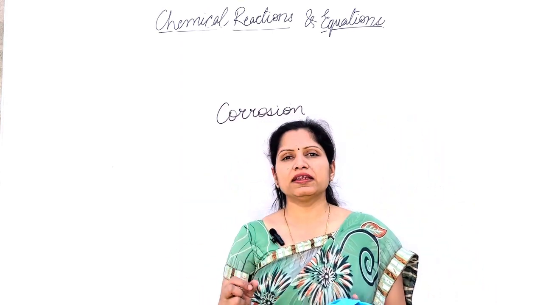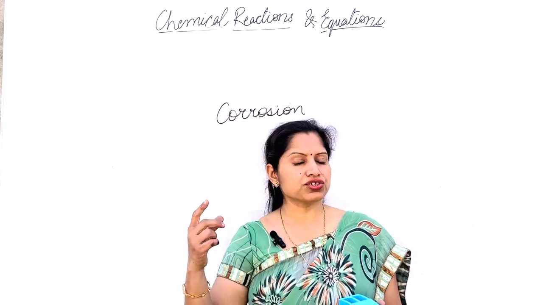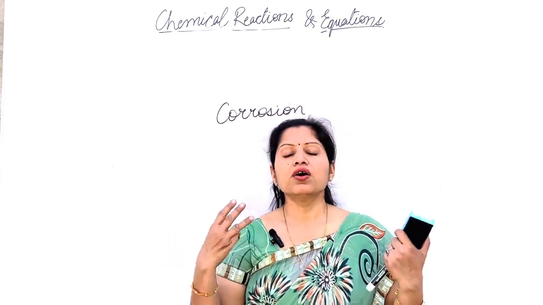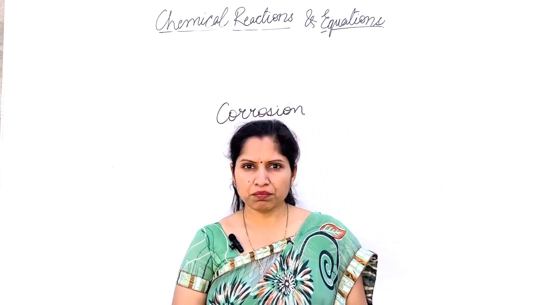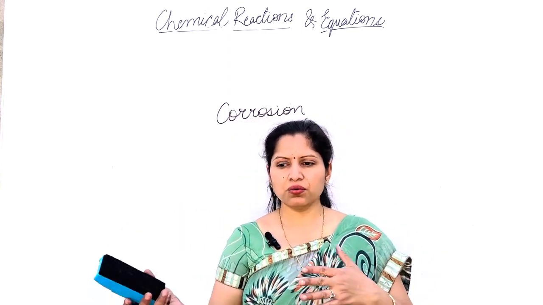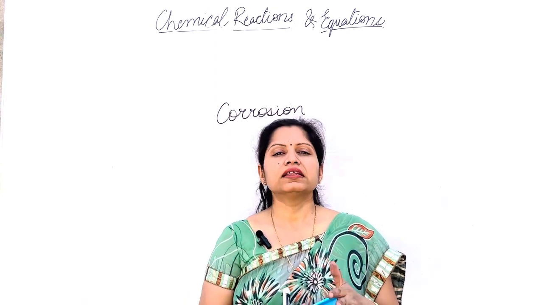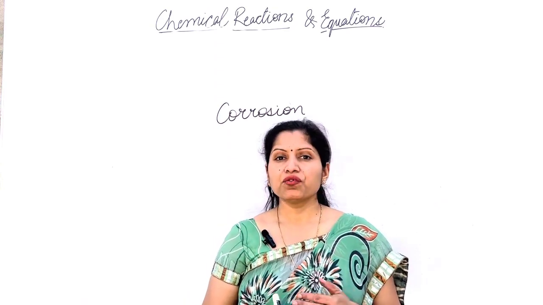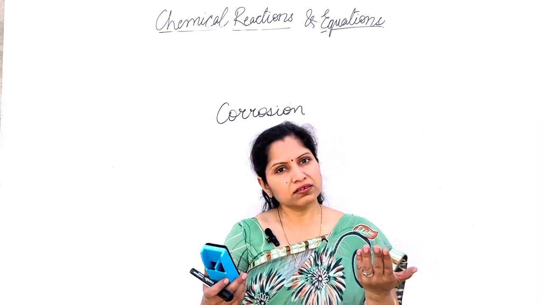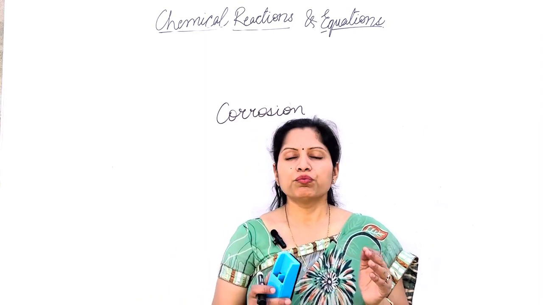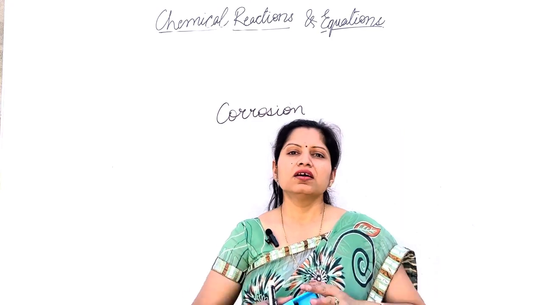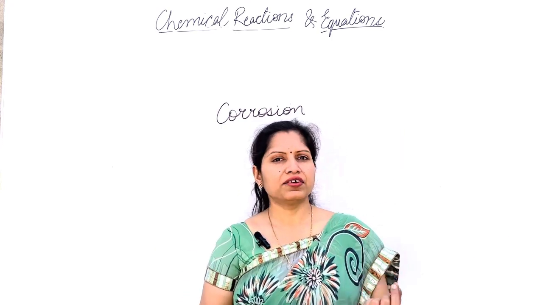Corrosion means when the metals are reacting with oxygen, carbon dioxide, water present in the atmosphere, and they form some compounds and that degrades the value of that metal, that is known as corrosion. For example, iron undergoes rusting because iron combines with moisture and air, and it is going to form that rust.